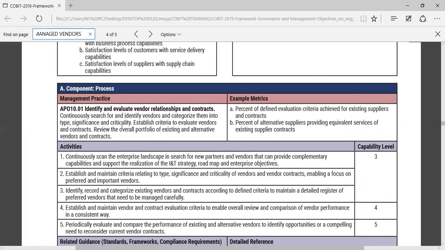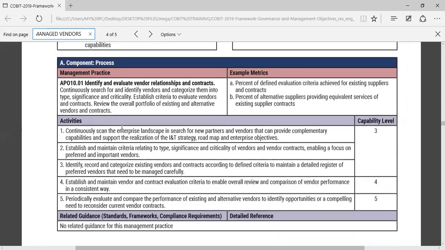The first component we are looking at is process. In COBIT, a process can be broken down into management priorities, and management priorities can be broken down into activities. The first management priority is APO 10.01, identify and evaluate vendor relationships and contracts. Under this, we have 5 activities that COBIT recommends you should have in place as an organization.